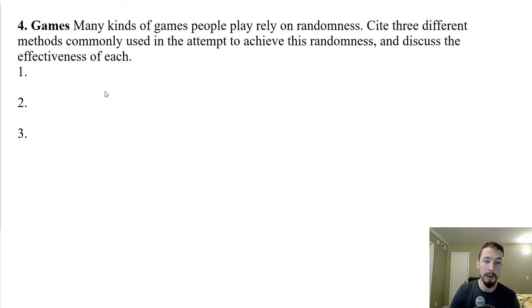Many kinds of games people play rely on randomness. Cite 3 different methods commonly used to attempt to achieve randomness. Discuss the effectiveness of each. All right, so if you're playing the game Monopoly, how do we randomize Monopoly? How do we randomly figure out how many spaces you move? Well, we roll a dice. Is that truly random? Yes, as long as it's a fair dice and it's not weighted. No one knows what outcome, and they should be equally as likely.